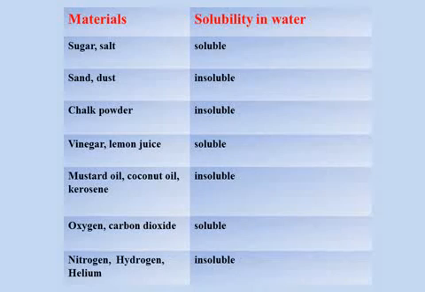So here is a table for the materials which are soluble in water. Sugar and salt are soluble in water. Sand and dust are insoluble in water. Chalk powder, insoluble. Then vinegar and lemon juice are miscible or soluble in water. Mustard oil, coconut oil, kerosene are insoluble or immiscible. Then oxygen and carbon dioxide are soluble. Then nitrogen, hydrogen, helium are insoluble in water.